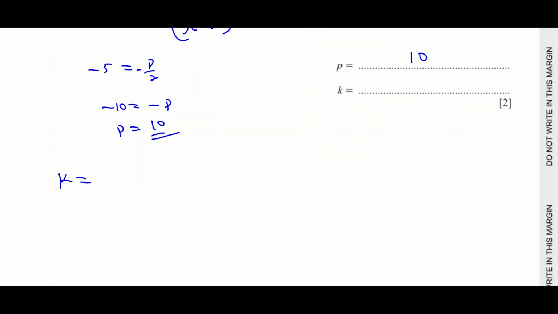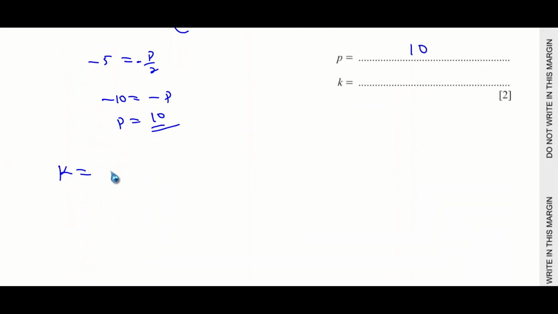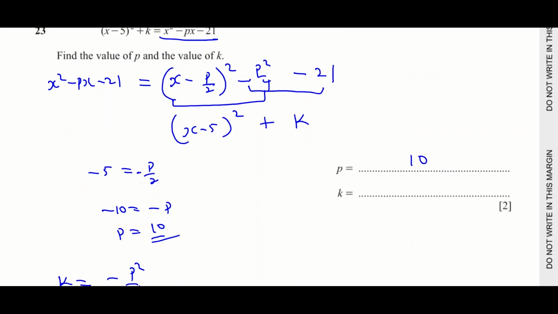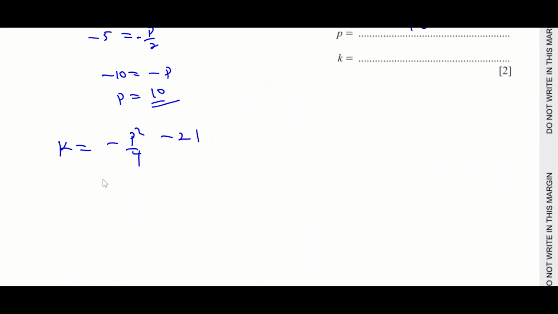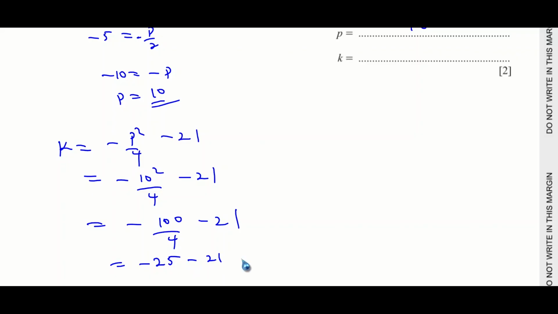So k will be equal to minus p squared over 4, then minus 21. So this will be equal to minus 10 squared over 4 minus 21. So this is equal to minus 100 over 4 minus 21. So this will be equal to minus 25 minus 21, which is equal to minus 46. So k is minus 46.